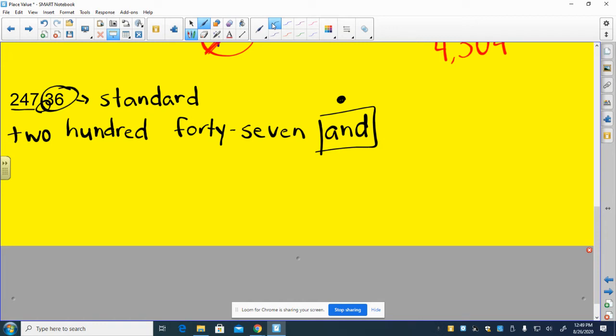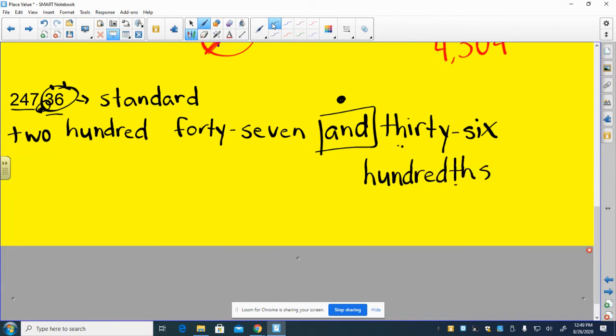So I'm going to write in decimal land here, I'm going to write 36, 247 and 36. But now I need to know my streets. After the decimal, people aren't living in houses anymore. They're living in tenths, hundredths. So this would be pronounced as 36 hundredths. I'm going to run out of room. I'll put it here. 36 hundredths. That THS is important in decimal land.